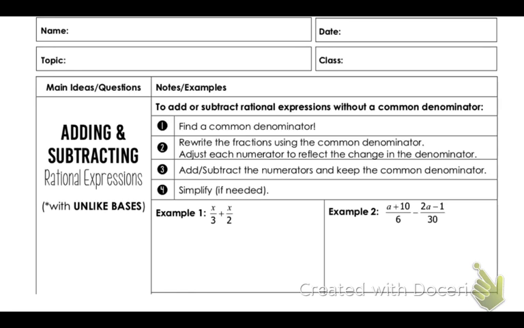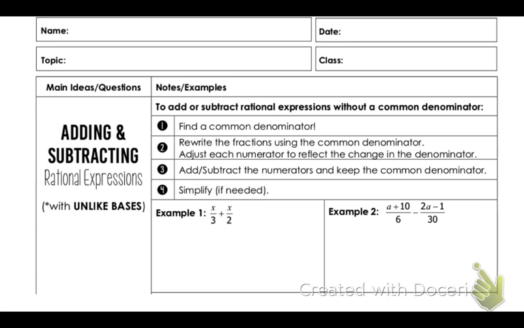Right. So for this one, we have example 1. We're going to have to find the common denominator, rewrite the fractions using the common denominator, and adjust each numerator to reflect the change of the denominator. And then add or subtract the numerators, keep the common denominator, and simplify if needed. That's referring to the factoring. So let's look at this one.